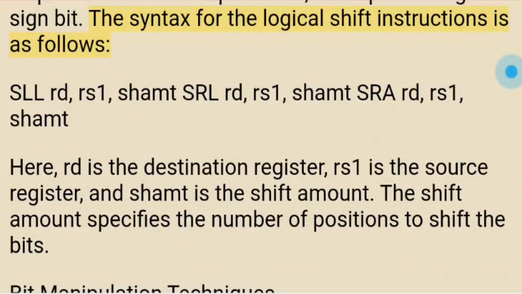The syntax for the logical shift instructions is as follows. SLL rd, rs1, shamt. SRL rd, rs1, shamt. SRA rd, rs1, shamt. Here, rd is the destination register, rs1 is the source register, and shamt is the shift amount. The shift amount specifies the number of positions to shift the bits.